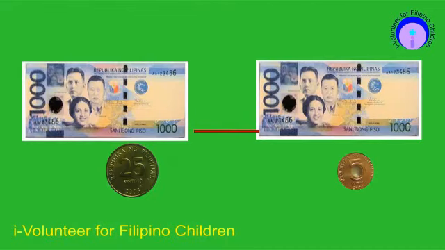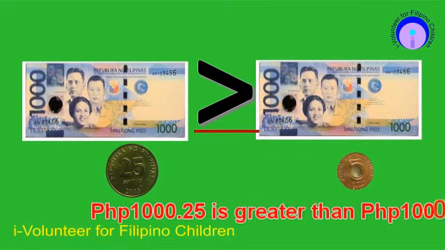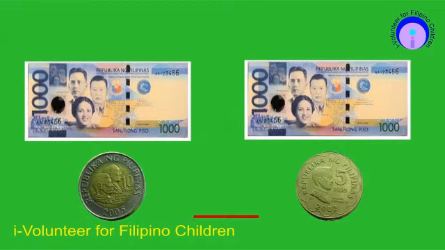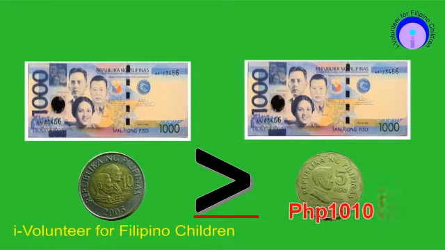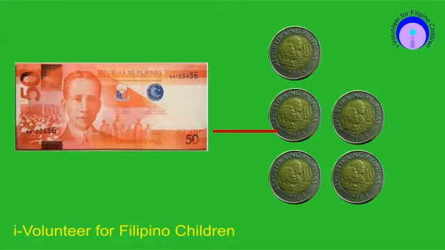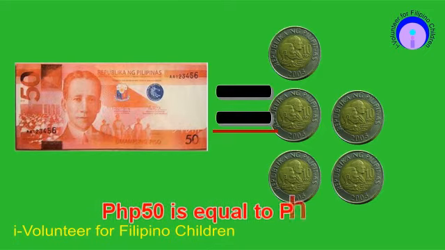How about this one? 1025 centavos is greater than 1005 centavos. How about this one? 1010 pesos is greater than 1005 pesos. How about this one? 50 pesos is equal to 50 pesos.